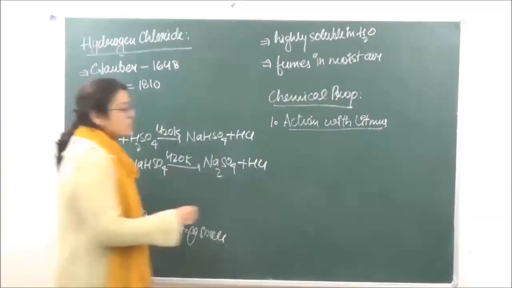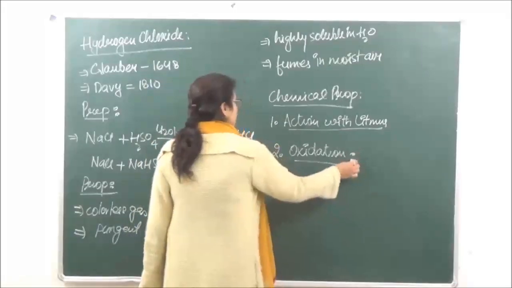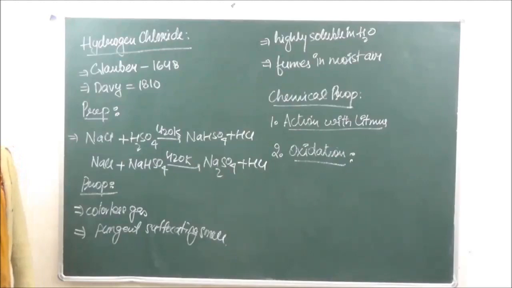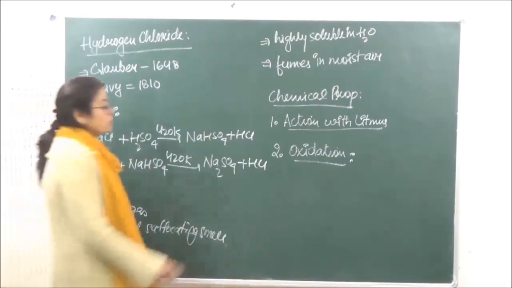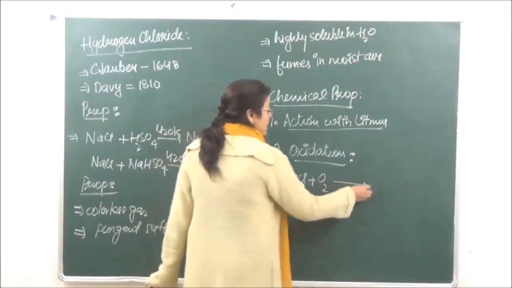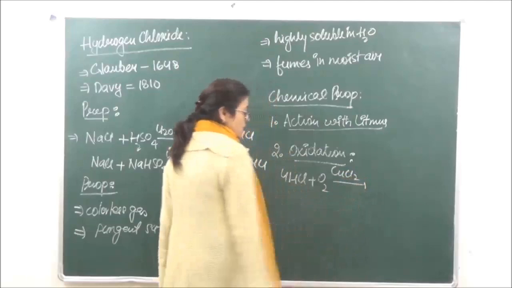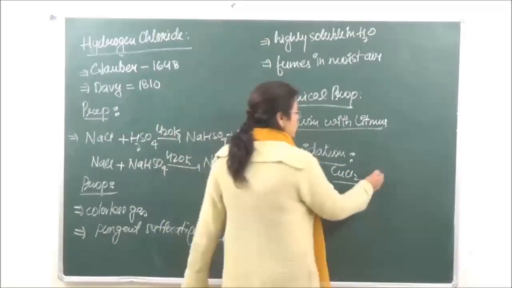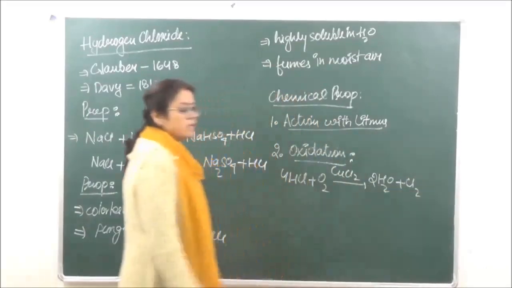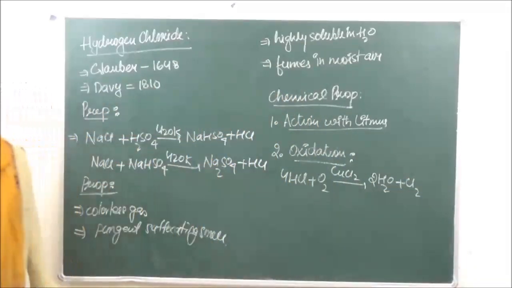Then number 2, oxidation. When we're doing the oxidation of HCl, it is going to be converted. We've already done this reaction जो हमने preparation करी थी Deacon's process की अभी chlorine के लिए. So the same reaction we are going to do over here. 4HCl plus O2 in presence of a catalyst, CuCl2, to give us 2H2O plus 2Cl2. This is the oxidation of HCl.